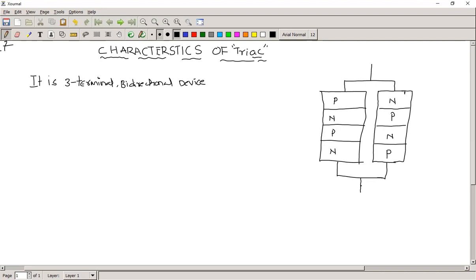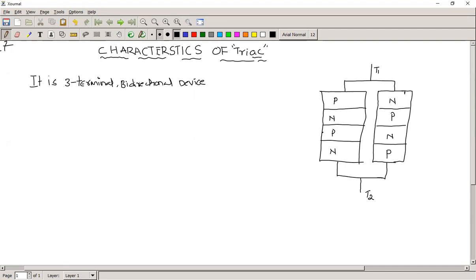This we are calling as T1, nothing but terminal one. This is terminal two. We should not call them anode and cathode in case of a triac, because if we call anode and cathode, it has only unidirectional current. But here the terminal is facing bidirectional currents. That's why we could not call these two terminals the anode or cathode.